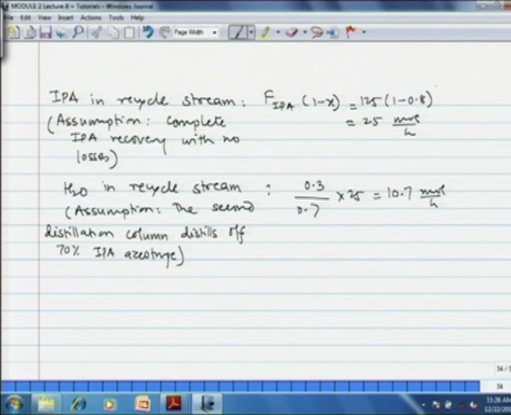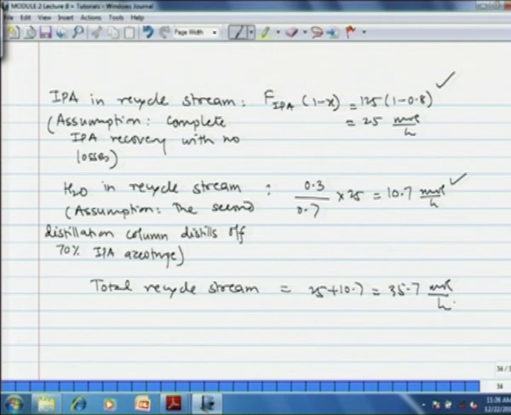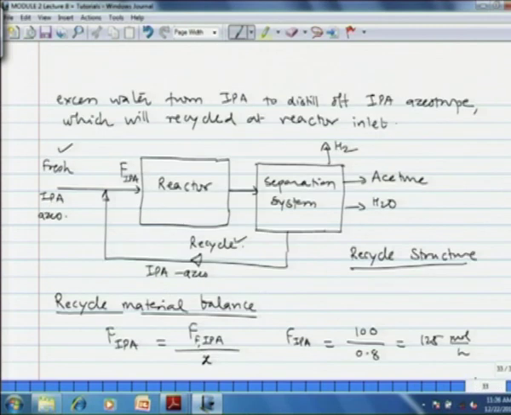So, now we have determined the material balance of the recycle stream. Okay. So, the total recycle stream will be 25 plus 10.7, that is 35.7 mole per hour. So, that point we note here, 35.7 mole per hour of the recycle stream.